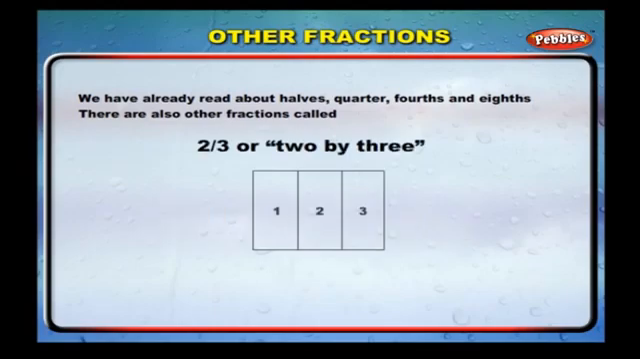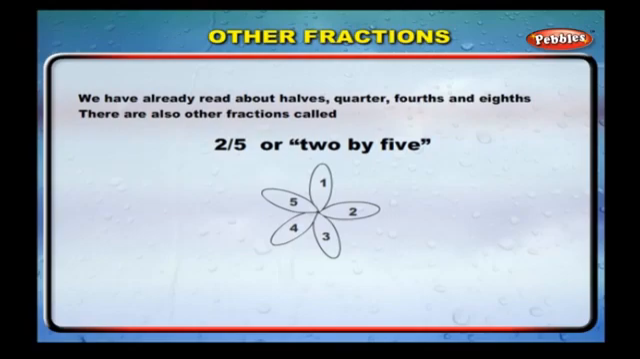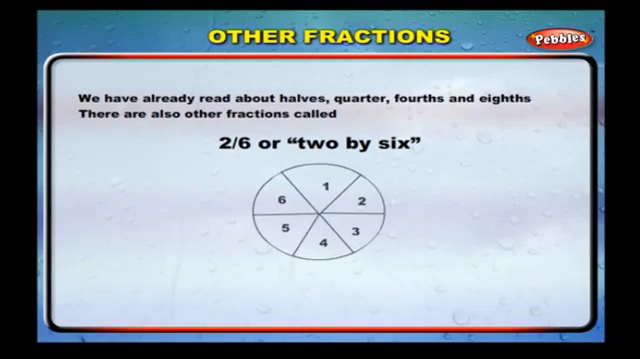2 by 3. When 2 parts of the 3 parts are shaded, it is called 2/3. 2 by 5. When 2 parts of the 5 parts are shaded, it is called 2/5. 2 by 6. When 2 parts of the 6 parts are shaded, it is called 2/6.